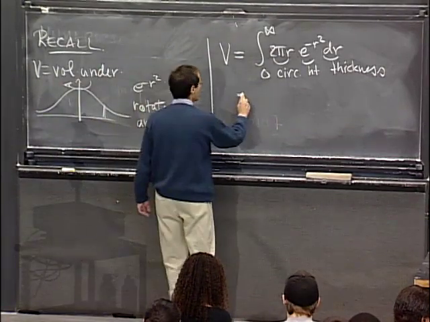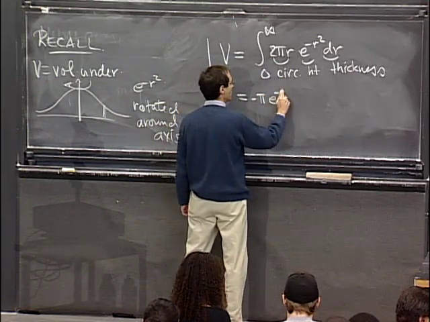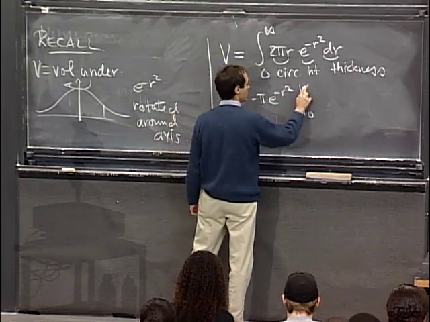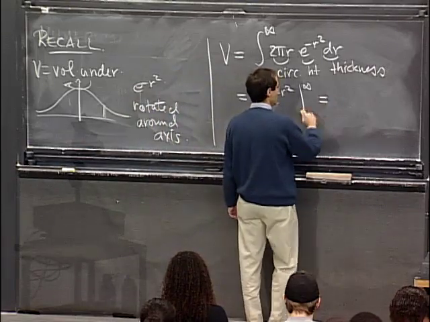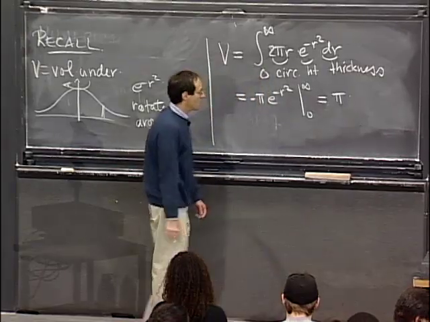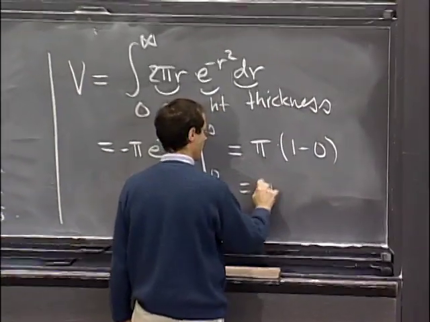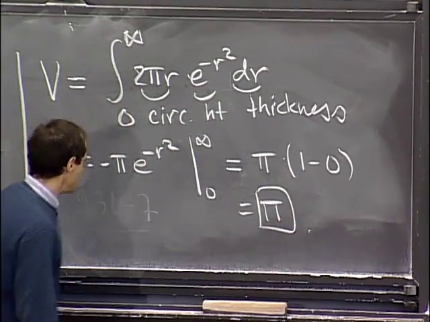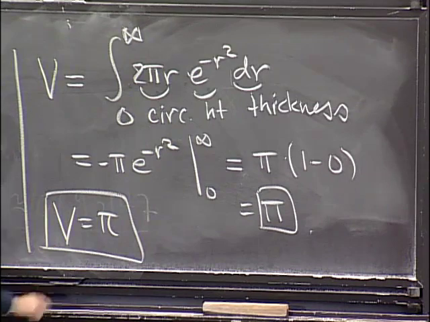And then this antiderivative is pi minus pi e to the minus r squared, evaluated at 0 and infinity. And we worked this out last time. This is pi. It's pi times 1 minus 0, which is pi. All right, so the conclusion is that V is equal to pi. We already know that.